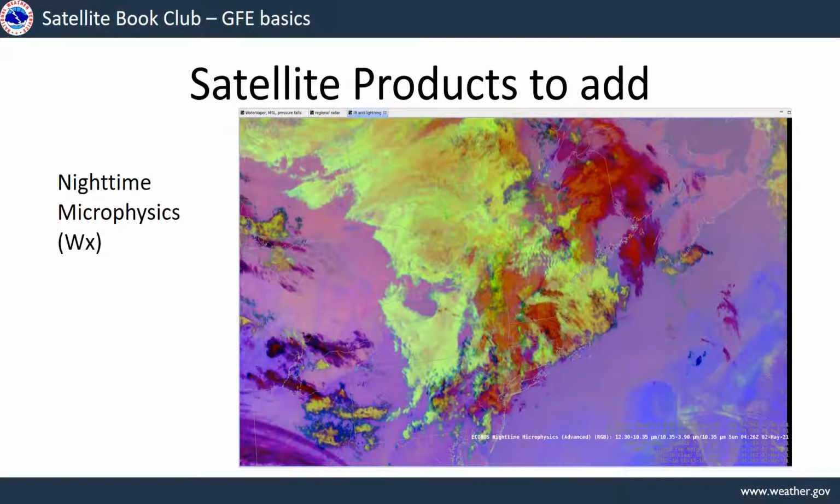Another option is combinations with the RGB. I'm a huge fan of this night microphysics RGB. I know a lot of forecasters really like it. So this is one where while we don't technically get the RGB processed into GFE, we do get the individual red, green, and blue channels. So there is some potential to take that and convert it to a value and convert it to an analysis of the current, say, fog coverage.